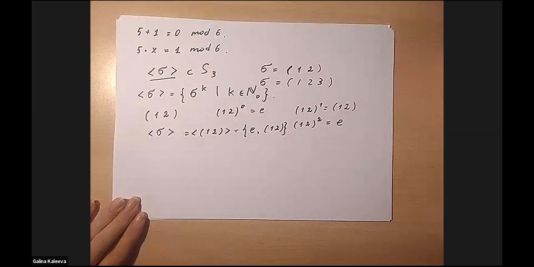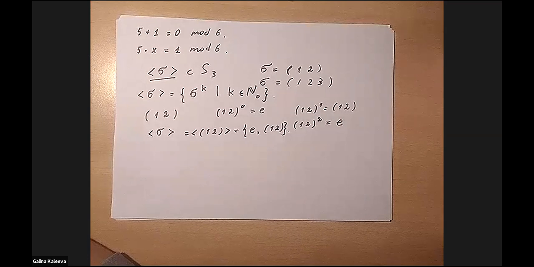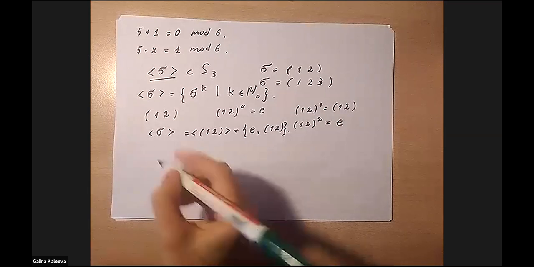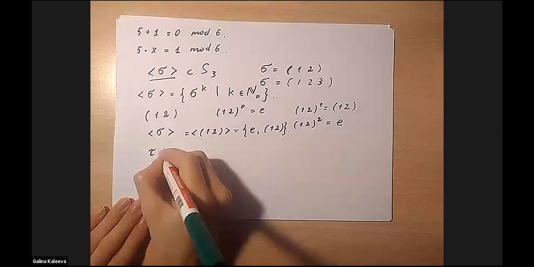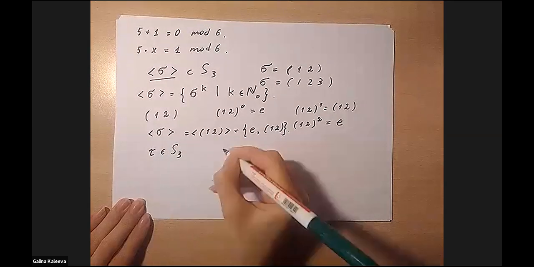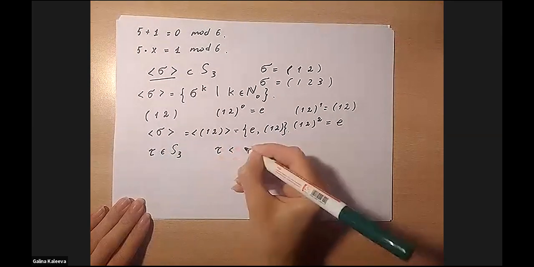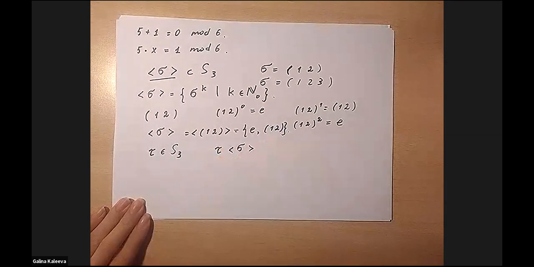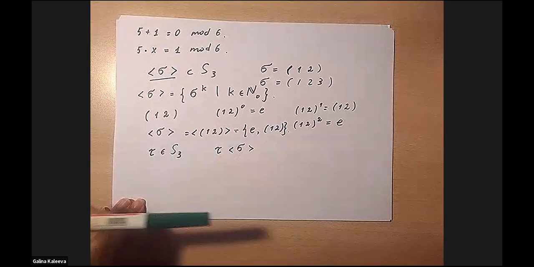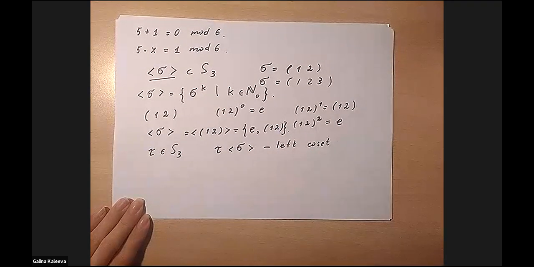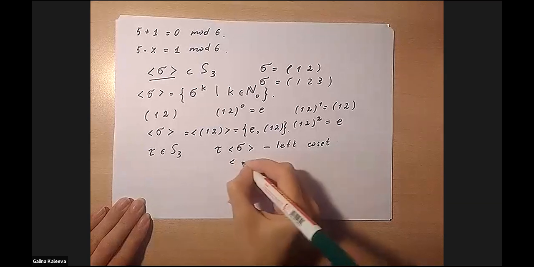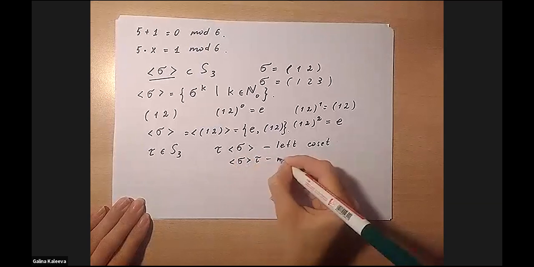And let's solve our problem for this group. We need to find cosets. Which is a coset? We have to take some tau from our symmetric group, and tau multiplied by our subgroup is a left coset of tau. Right? And this one is a right coset.